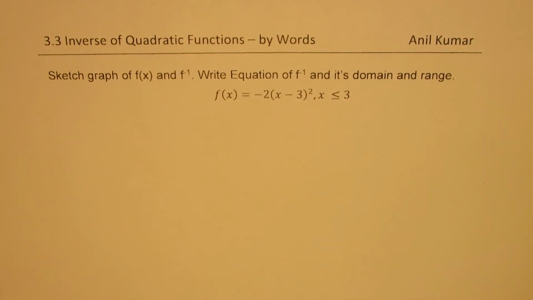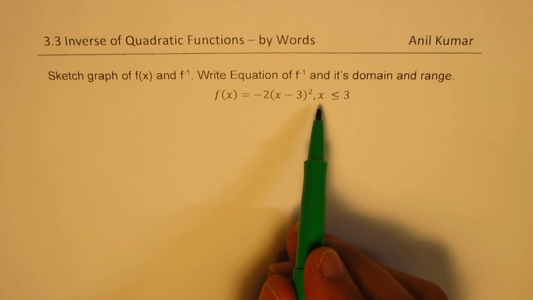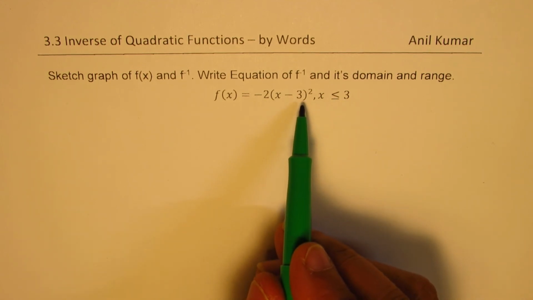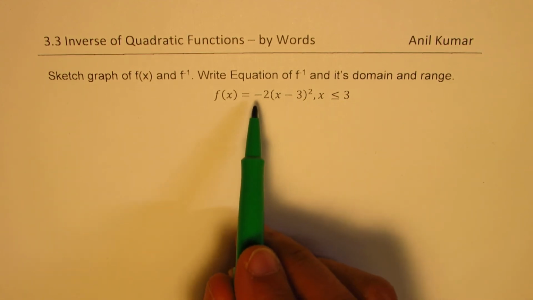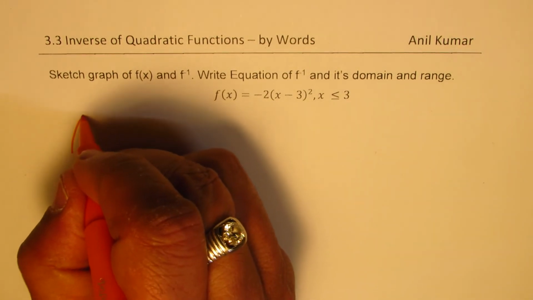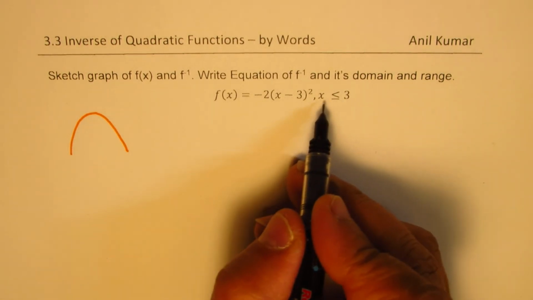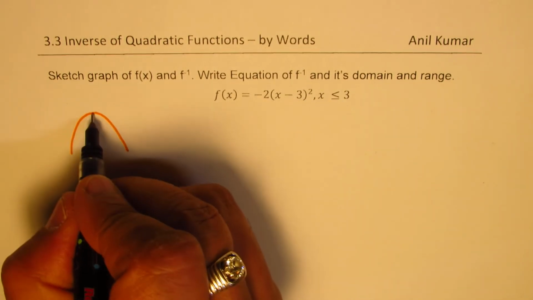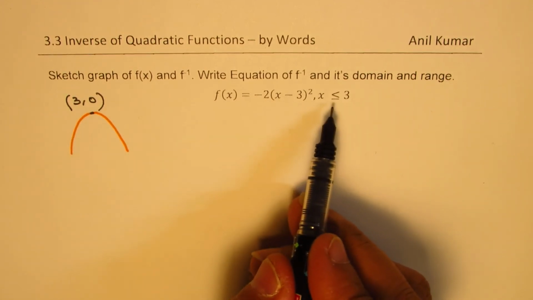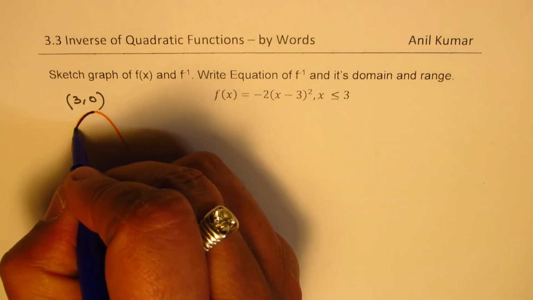f of x equals minus 2 times (x minus 3) whole squared, where x is less than or equal to 3. I'd like you to pause the video and answer it yourself. Correct? So this is a parabola, as you can see, which opens downwards. The vertex of this parabola is at x equals 3, right? And y value is 0. And we are interested in the portion which is less than 3. That means this portion.